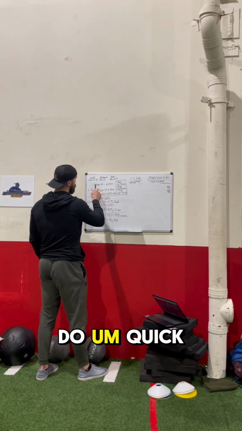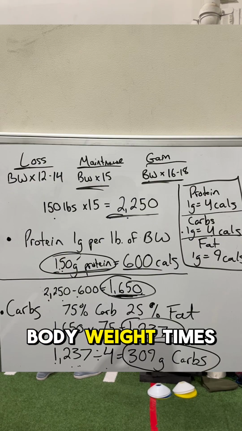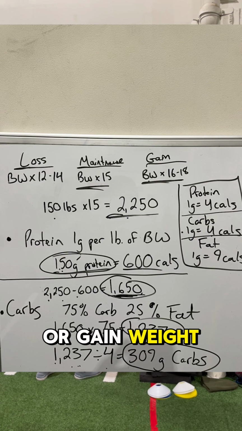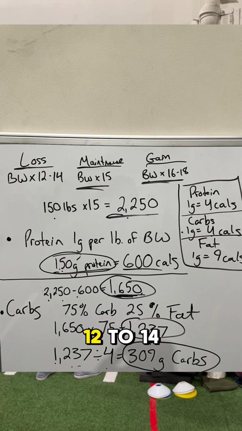We can do quick calculations to help us figure it out. So for maintenance, body weight times 15 is what you should be aiming for if you don't want to lose weight or gain weight. For weight loss, body weight times 12 to 14.